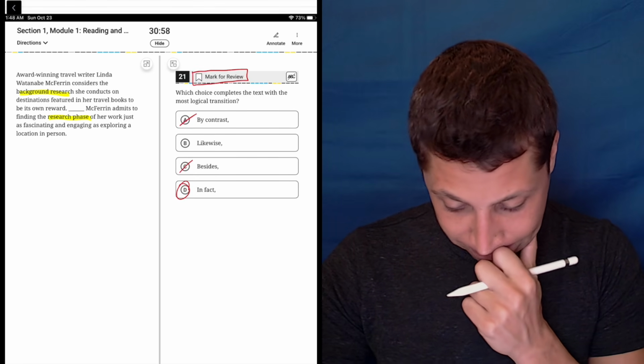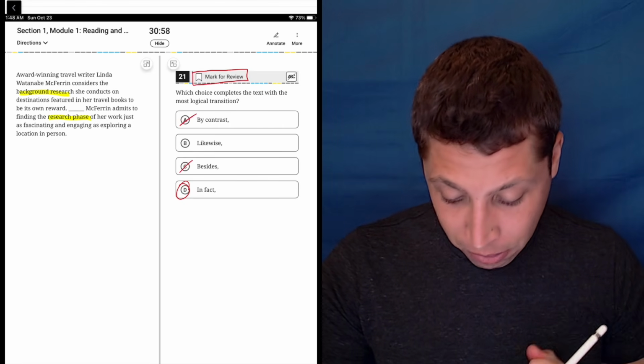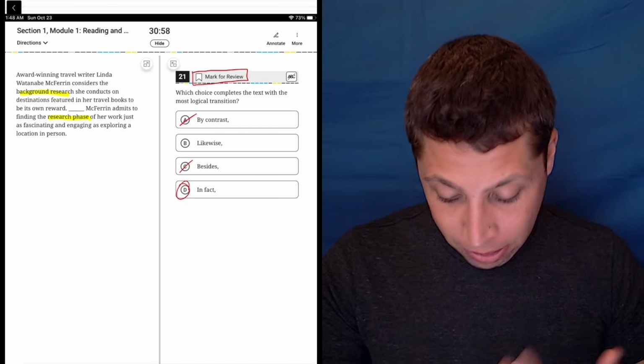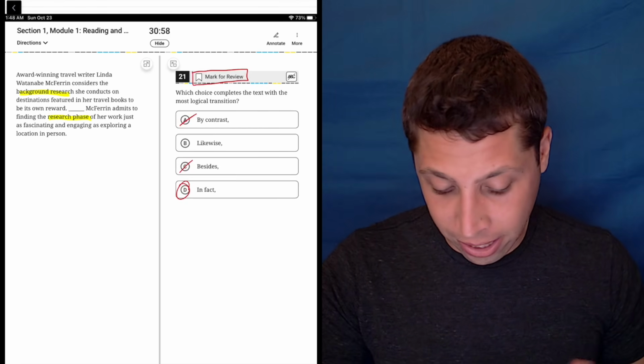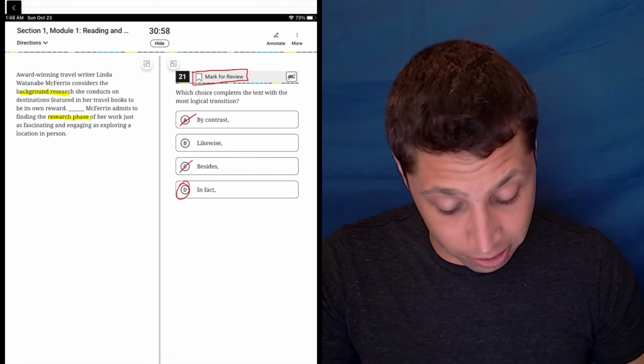Background research to be its own reward. In fact, she admits to finding the research just as fascinating as exploring. Yeah, that's the answer. I'm not really worried about it, but I'll just mark it for the sake of it.